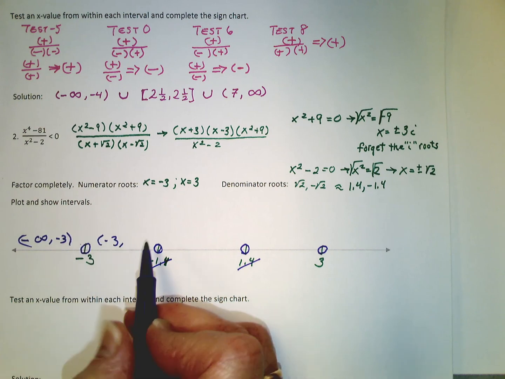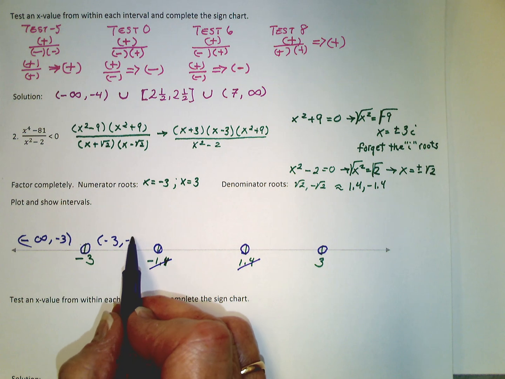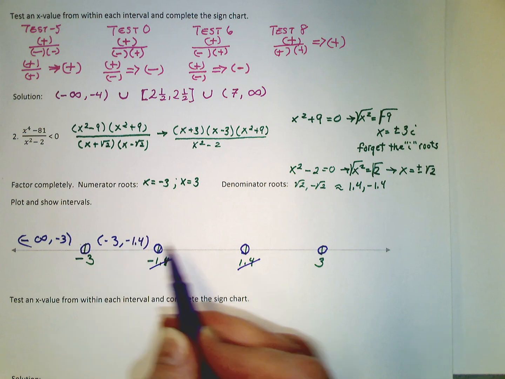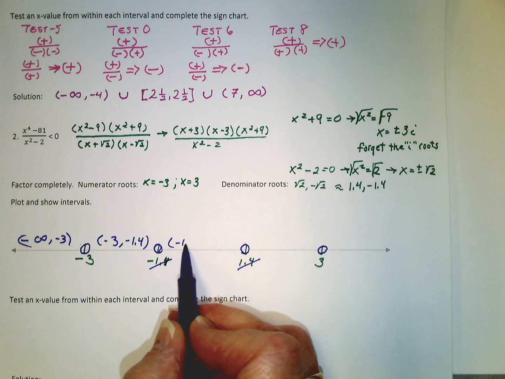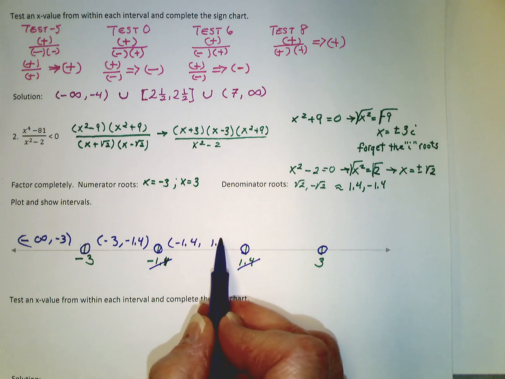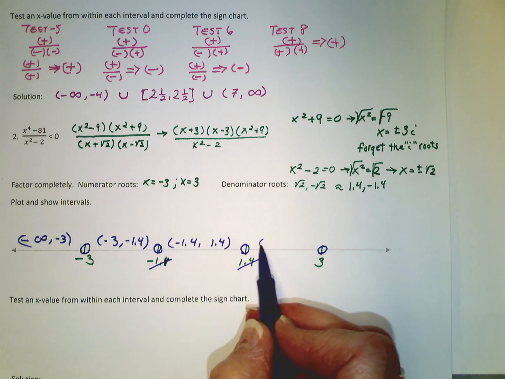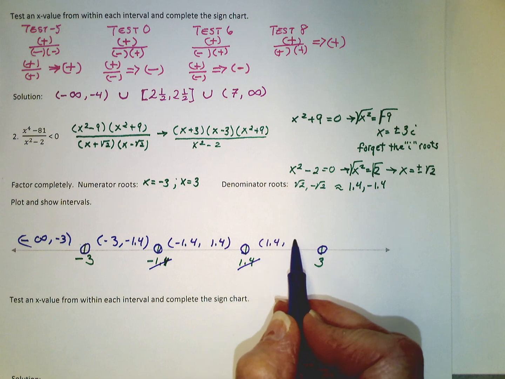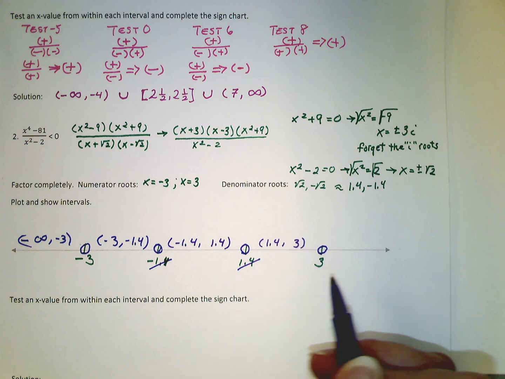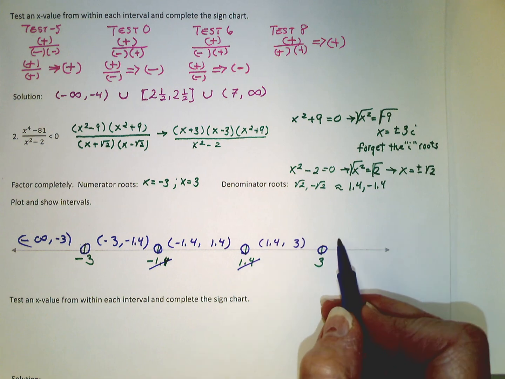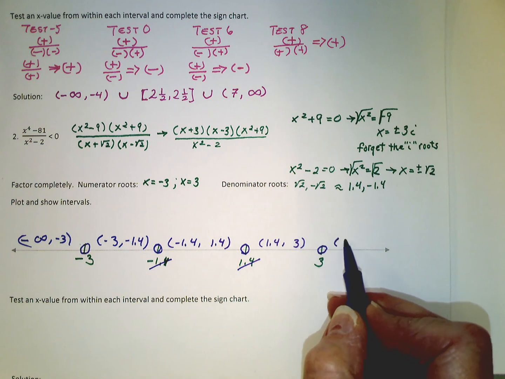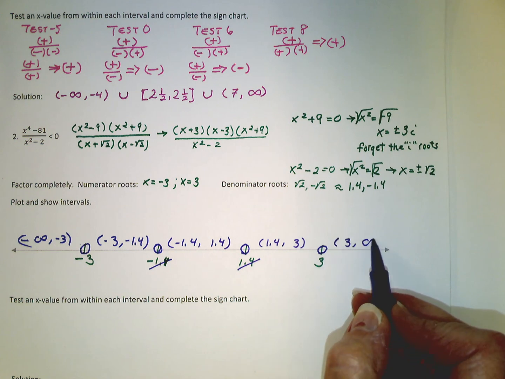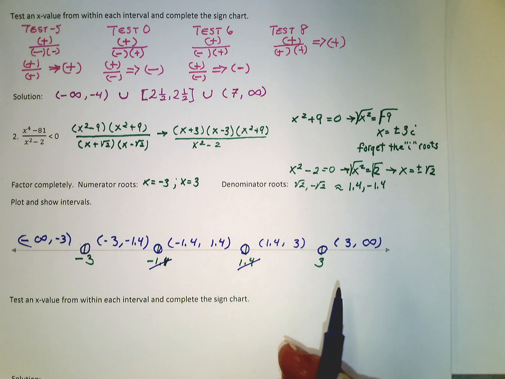Negative 3 to negative 1.4, which is really negative square root of 2. Negative 1.4 to positive 1.4. 1.4 to 3, even though this is really square root of 2. And from 3 out to infinity.